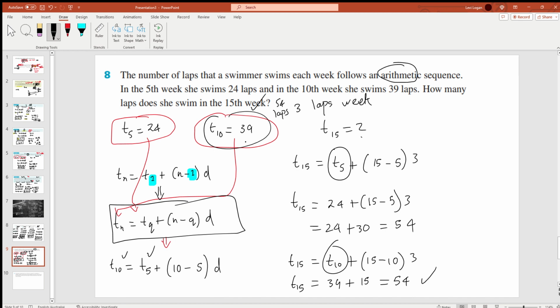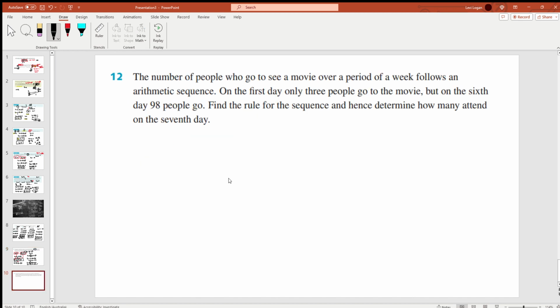Okay, let's take a look at our final question for the video and our final question for arithmetic sequences for this part. Okay, so the number of people who go to see a movie over a period of a week follows an arithmetic sequence. On the first day, only 3 people go to the movie, but on the 6th day, 98 go. Find the rule for the sequence and hence determine how many will attend on the 7th day.